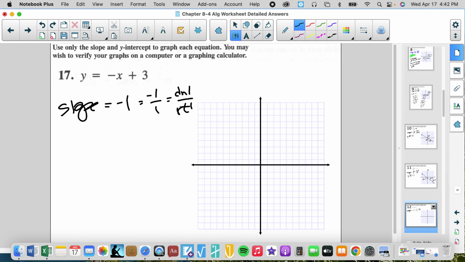This has a slope of negative 1, which is negative 1 over 1, which is down 1, right 1, with a y-intercept of 3. I'm going to go to 3 on the y-axis. Then I'm going to go down 1, right 1, down 1, right 1. That's a nice, easy one.